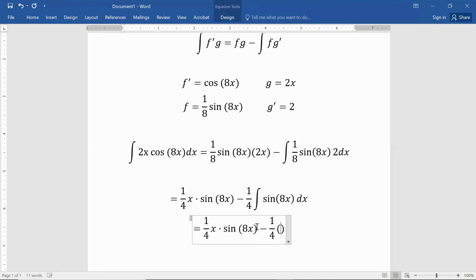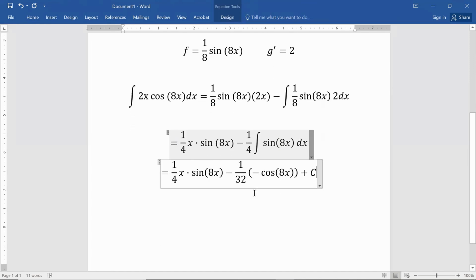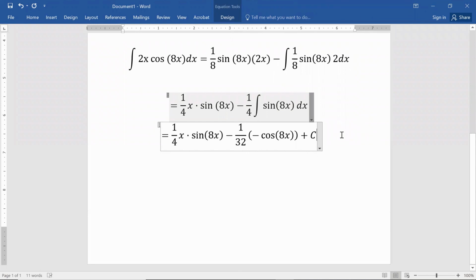So this integration of sine of 8x, the integration of sine gives me negative cosine of 8x. Because the argument is linear, the 8 is going to divide this coefficient. 1/4 divided by 8 is like 1 over 4 times 8, or 1 over 32. At the very end, I have to attach a plus c because we are looking for the integration. So I need the class of all antiderivatives, not just a particular one.